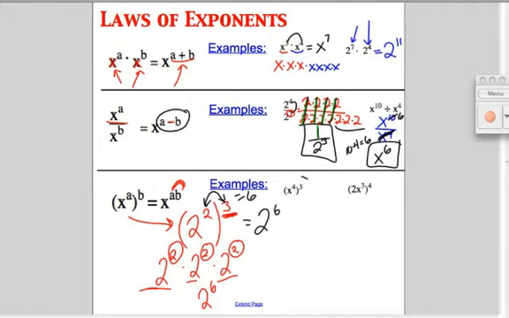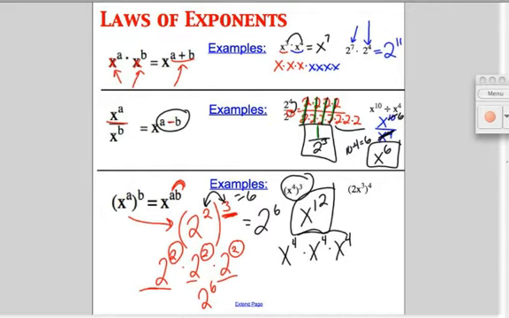So x to the 4th to the 3rd power, this example here, will just be x to the 12th. Because remember, I would write x to the 4th 3 times, and altogether I'd have 4, 8, 12 x's being multiplied. And that's why my answer is x to the 12th. Let's take a look at the next example.